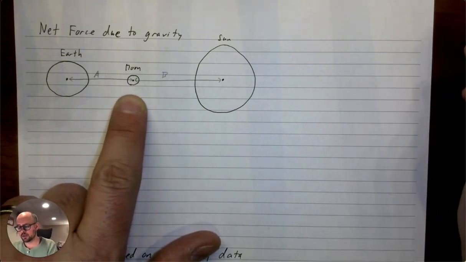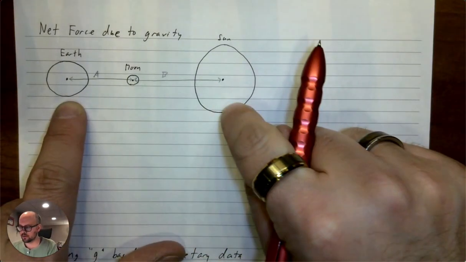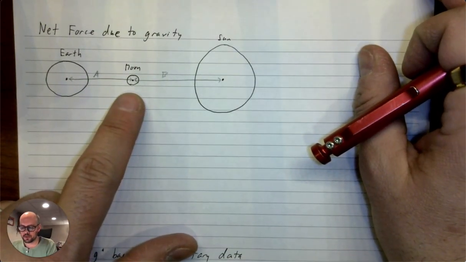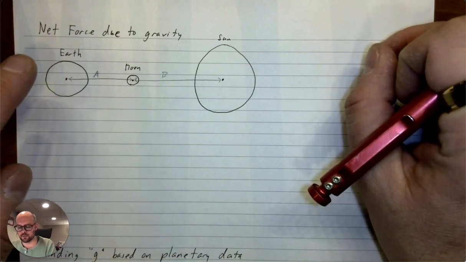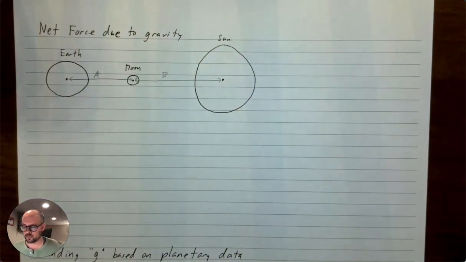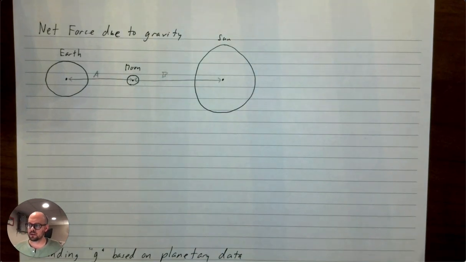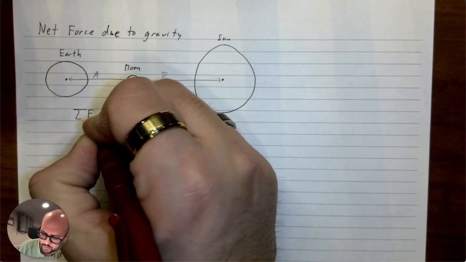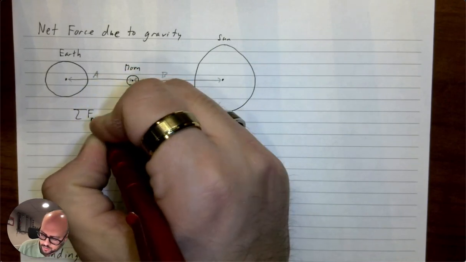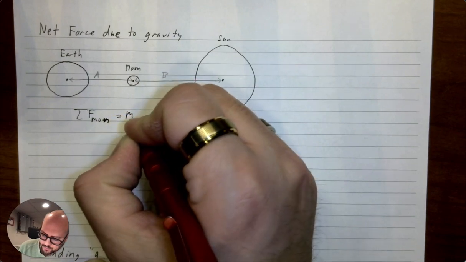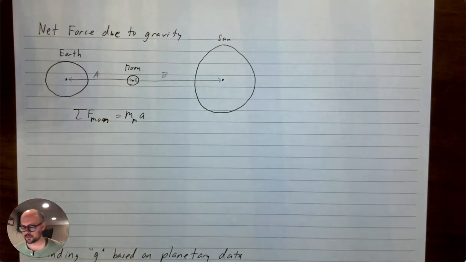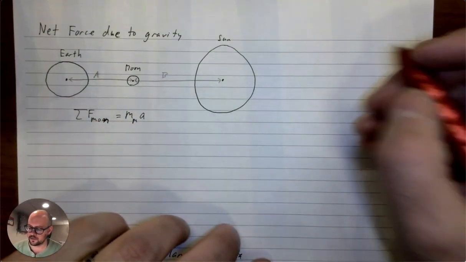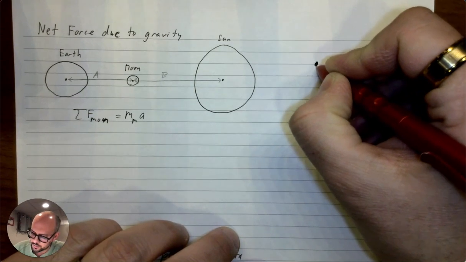During a solar eclipse, the moon is positioned between the Earth and the sun. And that means that the moon feels a net force of gravity that's due to both the Earth and the sun. And I just wanted to explore that right now. So we'll put the moon in the center, and we'll say the net force on the moon equals the mass of the moon times its acceleration. Now, the moon here is in between the Earth and the sun. That's how a solar eclipse works.